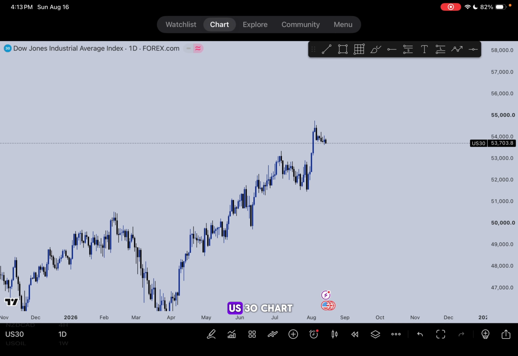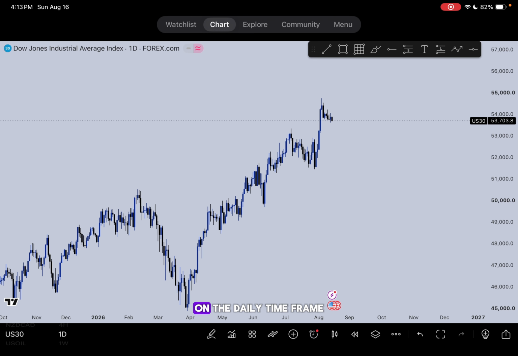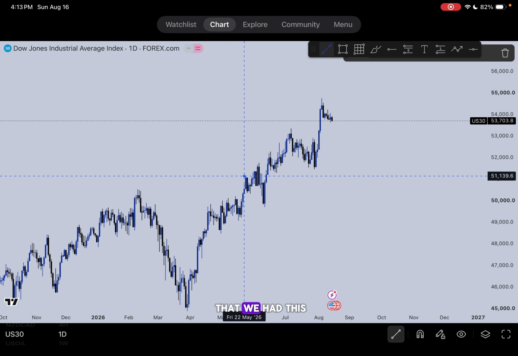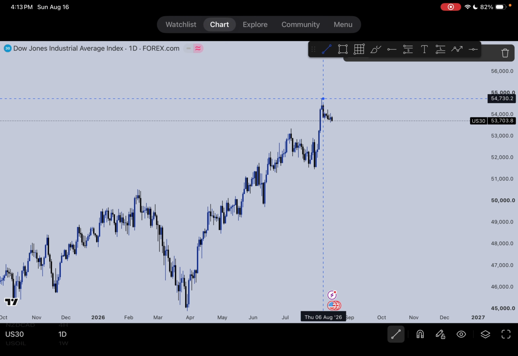Let's break down this US30 chart. This is on the daily time frame. On the daily time frame, we can clearly see that we had this all-time high.